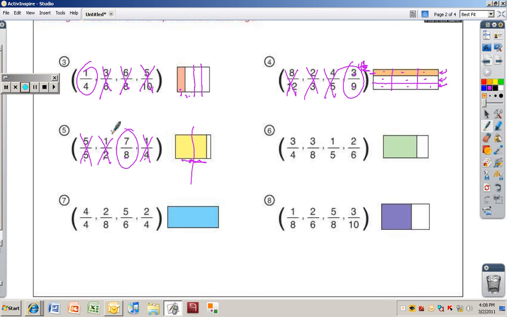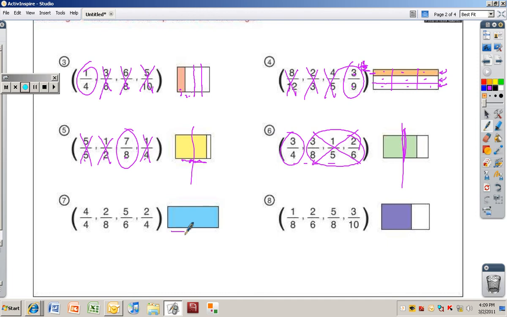Number 6, 3/4, 3/8, 1/5, and 2/6. Again, we're looking at this saying, that's more than a half. I might go more over in here, but definitely more than a half. Which ones of these are less than a half? Well, all three of these are less than a half, so it can't be any of those. It's going to be 3/4.